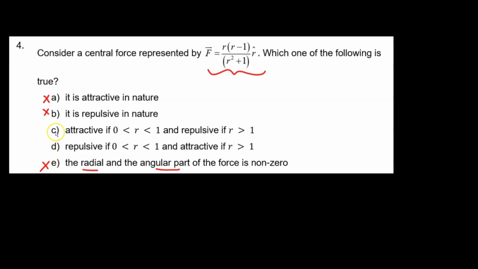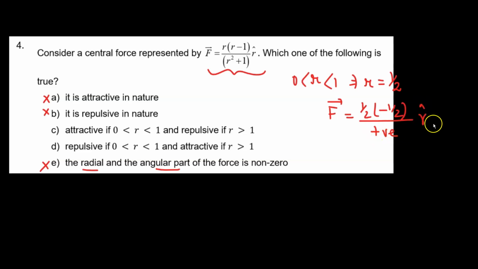Now coming to parts C and D, which one of them is true. Let's take some values. For r lying between 0 and 1, suppose we take r equals half and substitute this value. So our force vector will be half minus 1, that is negative half, divided by the denominator, which we don't have to worry about since it's always positive, times r cap. So this is giving us negative r cap, which is only true when we have an attractive force. So for r lying between 0 and 1, we have an attractive force.